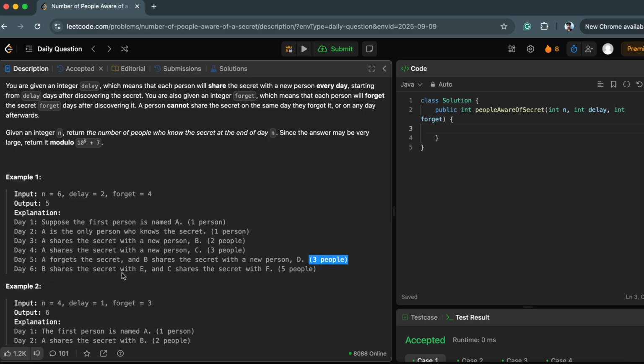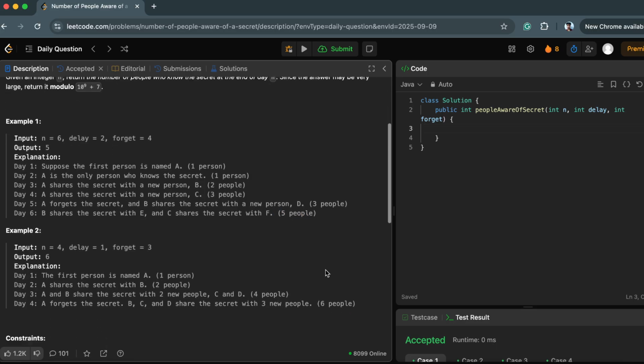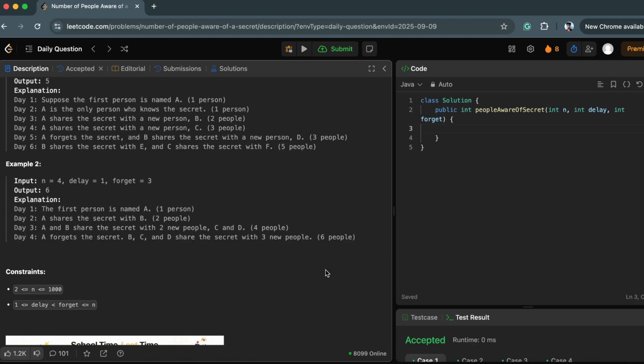On the last day B shares the secret with E, and C also got activated, because on day 4 C got the information, so he can start sharing it with another person. In total on day 6, 5 people know the secret. So this 5 is what we have to print as the output. I guess the question is pretty clear. Still, I'll explain with some other examples, and then we'll try to solve it.